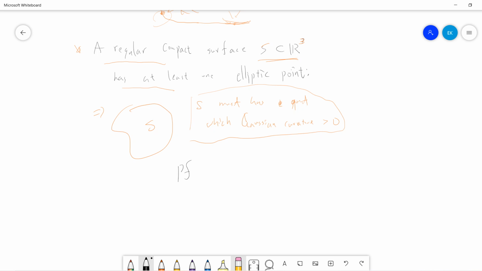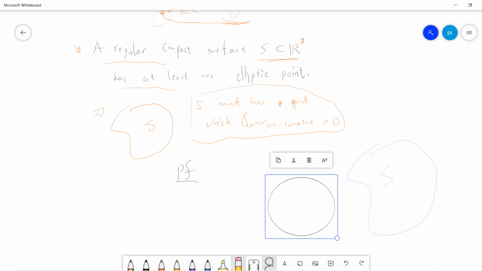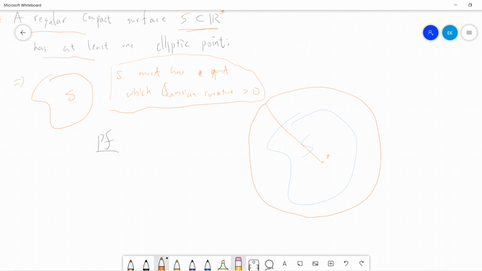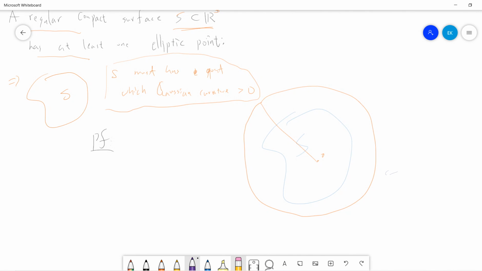Okay, the proof is very interesting because we know that S is compact and regular. So let's say S is here. One can just draw a very large sphere at some origin, and choose a large sphere which encloses this S. So this is a sphere.